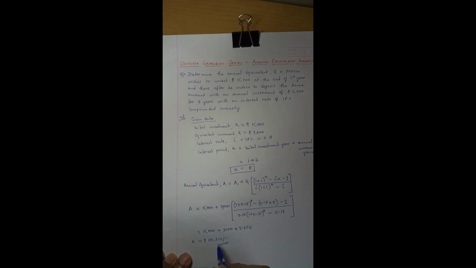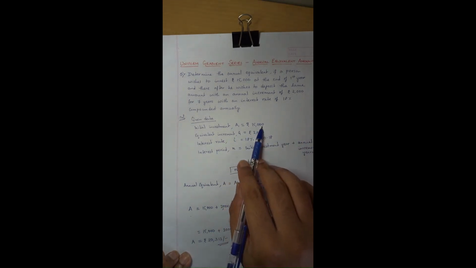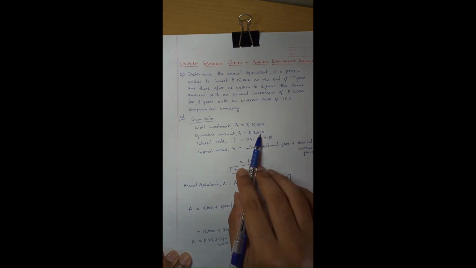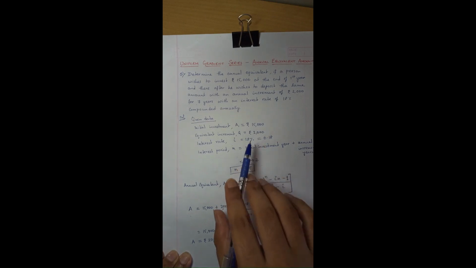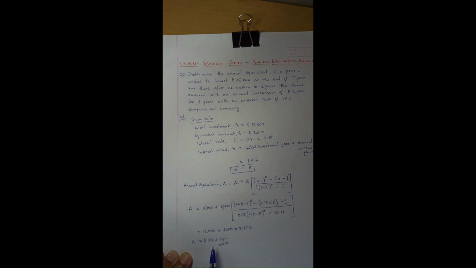So for the investment of 15,000 at the end of first year plus 2,000 annual increment for next 7 years along with the initial investment, and bank giving an interest rate of 18%, will lead to an annual equivalent of 20,312 rupees.